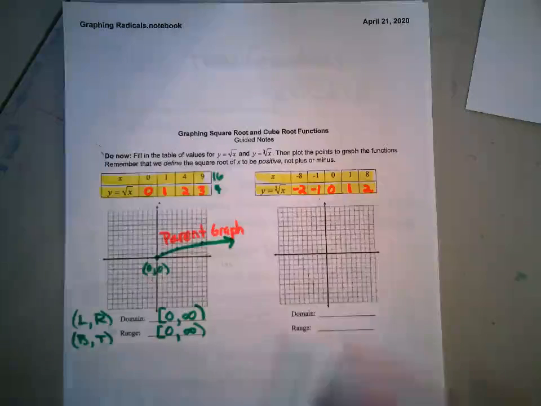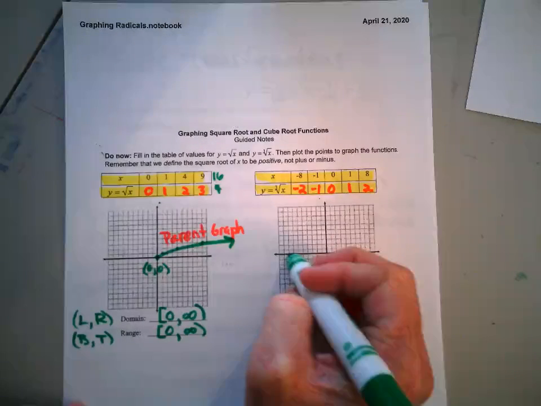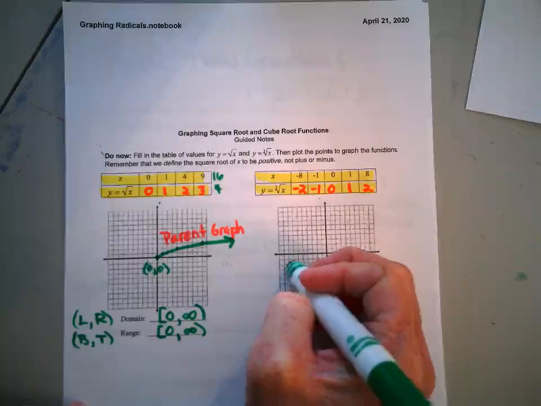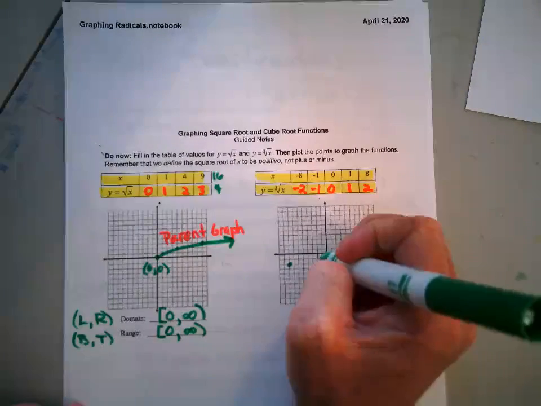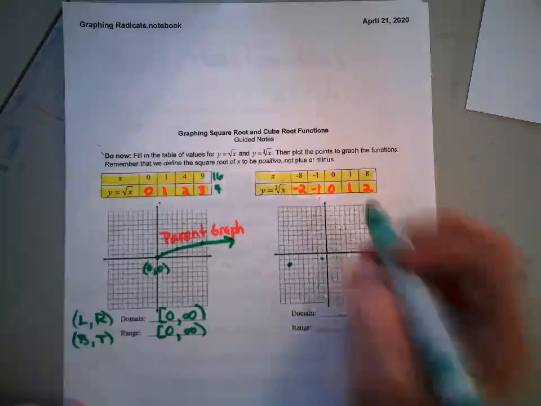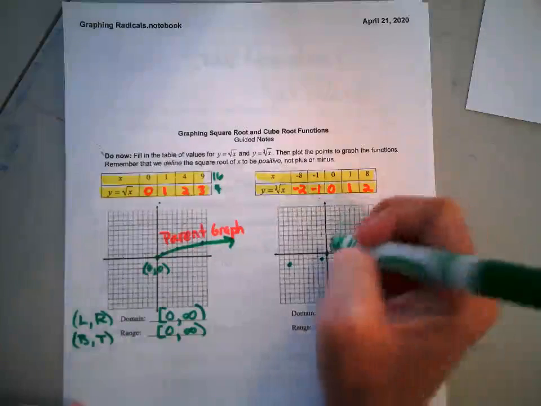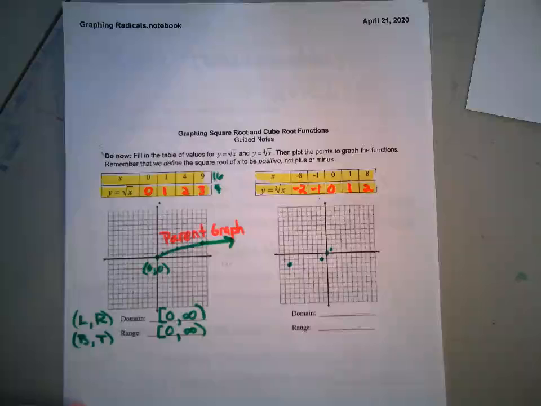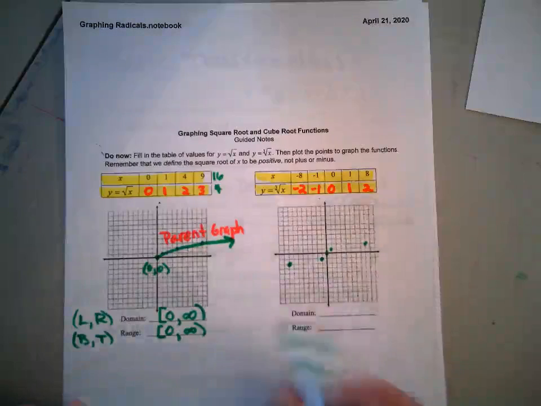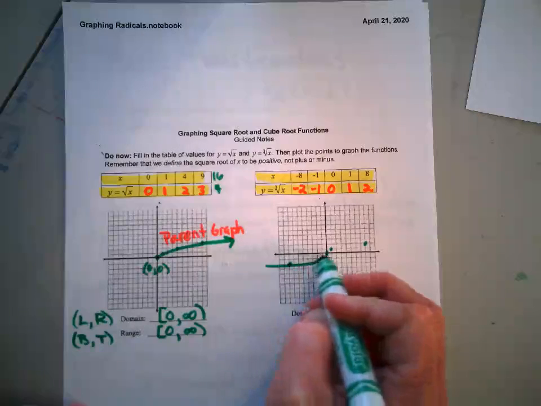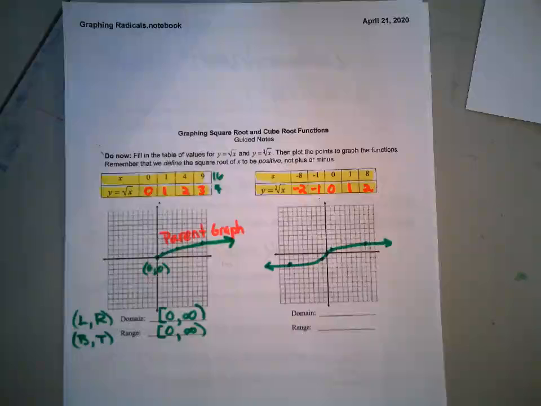So let's graph its parent function. We'll start here at -8, -2. Then we'll go to -1, -1. 0, 0. 1, 1. And 8, 2. And so all that gets connected. We have arrows on both ends.